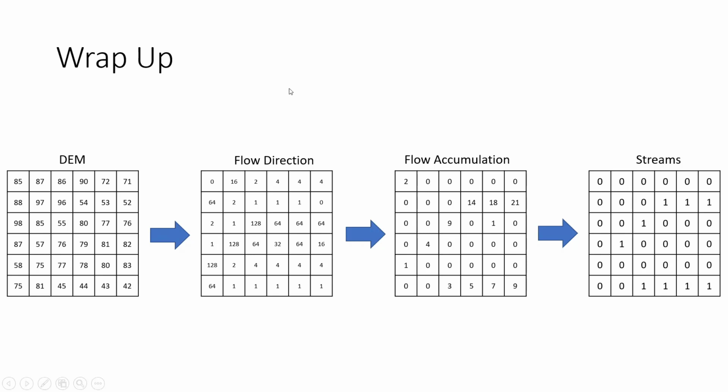But in order to go from the DEM we started with to a stream, we went from the DEM to flow direction, from flow direction to flow accumulation, and from flow accumulation to streams. So hopefully that workflow makes sense, and the intricacies of how everything works make sense.